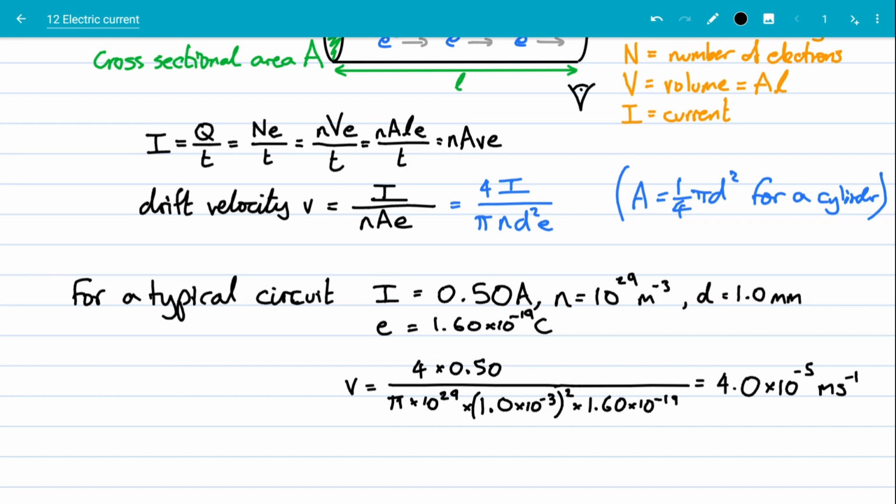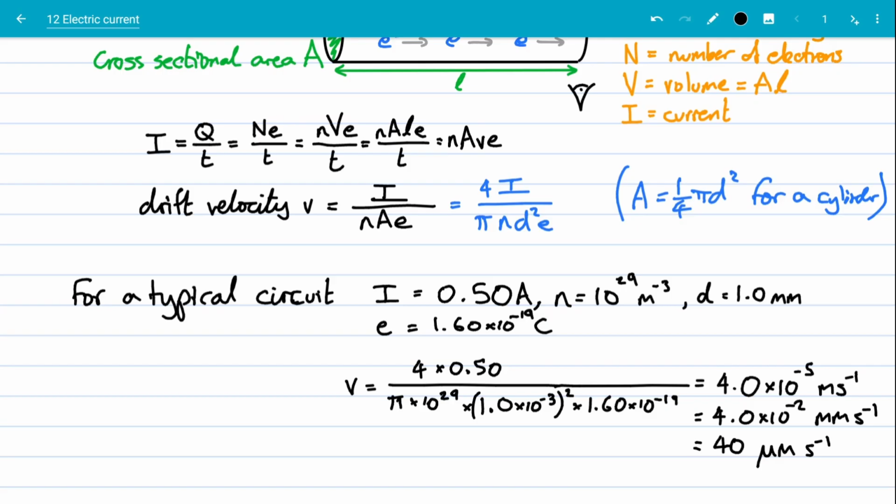So that's not very much at all. In terms of millimeters per second, that's going to be about 4 times 10 to the negative 2 millimeters per second. And then, of course, in terms of microns per second, we could just write that as 40 micrometers per second. So that's really tiny as a distance per second, the average drift velocity of these electrons.